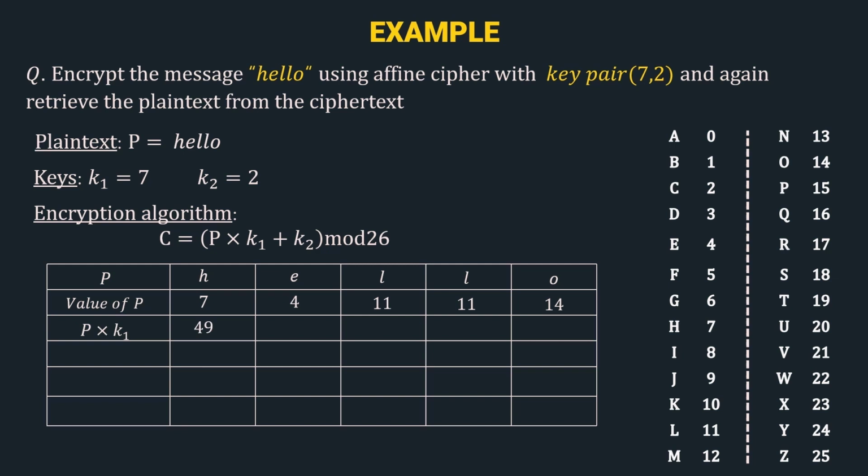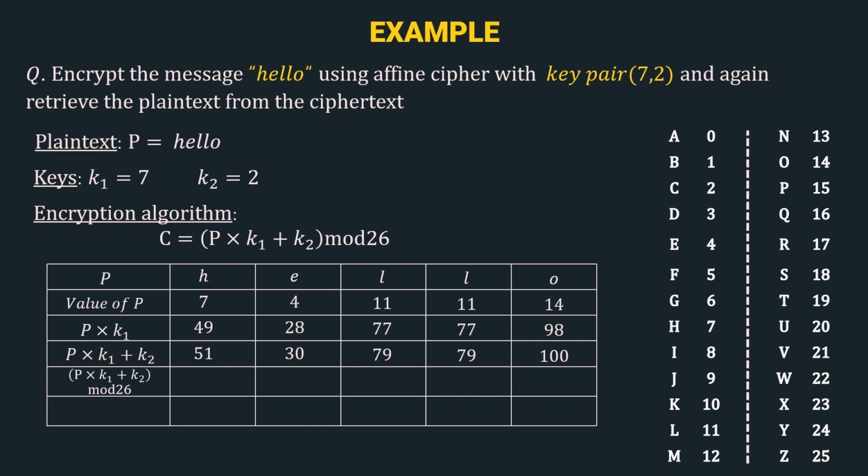So 7 into 7 gives us 49, 4 into 7 is 28, 11 into 7 is 77, again 77, and 14 into 7 gives us 98. The next step is P into K1 plus K2, that is we add K2 to all the above values. So 49 plus 2 gives us 51, 28 plus 2 gives us 30, 77 plus 2 gives us 79, again 79, and 98 plus 2 gives us 100. The next step is we apply the mod 26 operator.